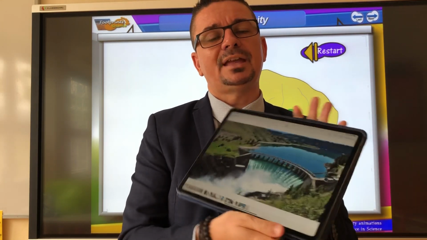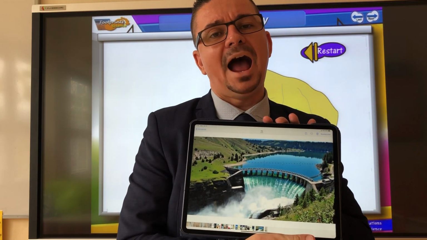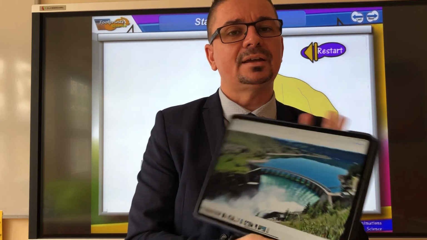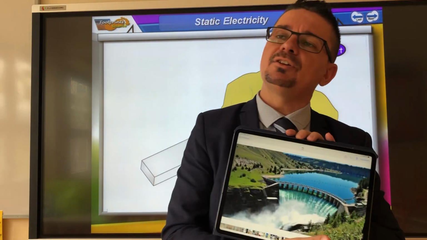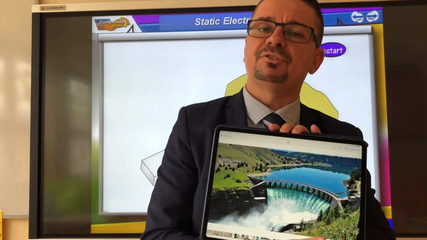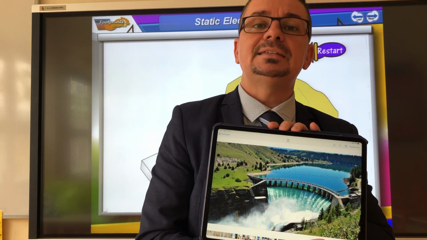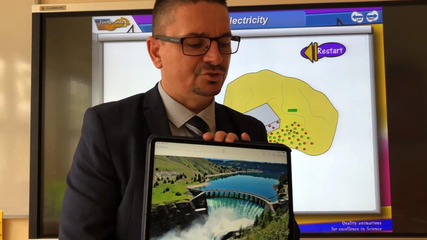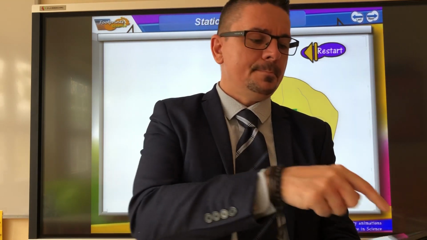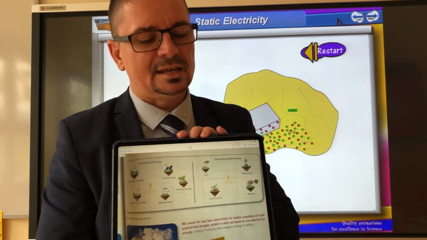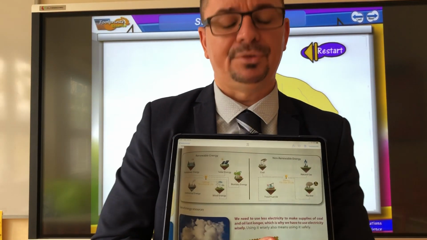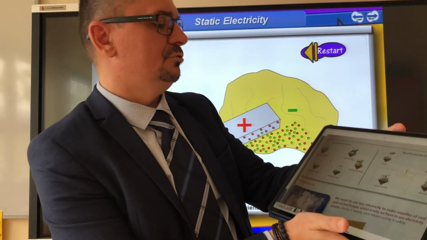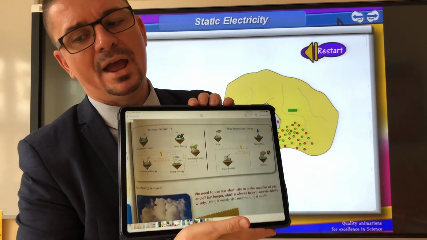A good solution can be more hydroelectric plants where water can give us energy. So is this a renewable or a non-renewable resource? Yes, it's a renewable energy resource. So this could be much better for humanity. You can see a very nice chart in your book on page 83 on renewable energy and non-renewable energy.